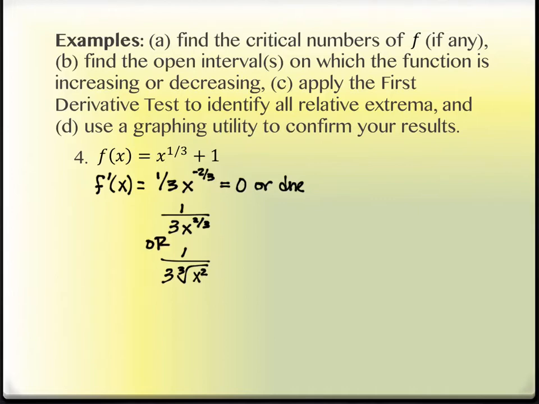And we're wanting this to equal 0, but in order for it to equal 0, the numerator would have to equal 0, and it just doesn't. It's 1. It's never going to equal 0. So I'm never going to get this to set equal to 0.